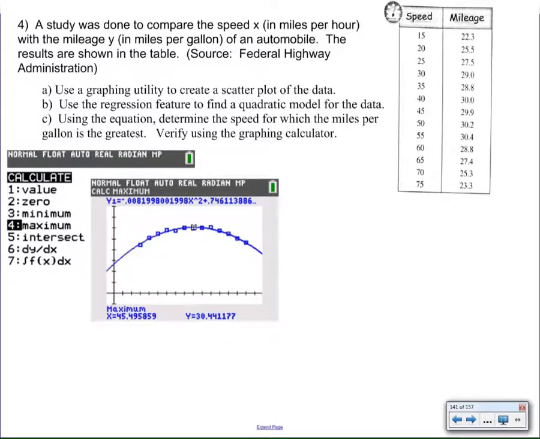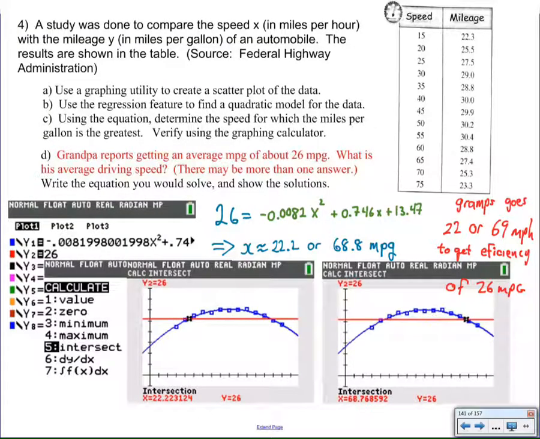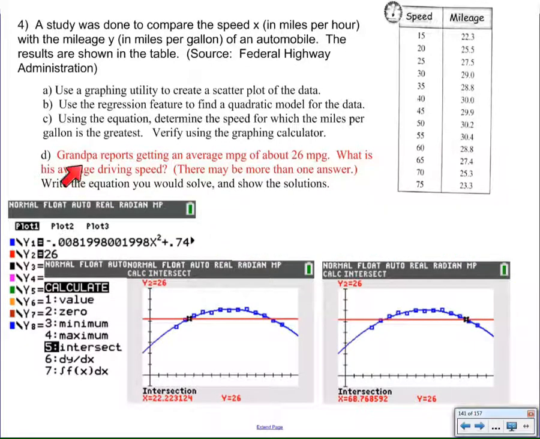Anyway, all of that, I actually added an extra question just for fun. And hold on, bear with me. The question says, Grandpa reports an average of 26 miles per gallon for his car. What is his average driving speed? And there may be more than one answer. So write the equation to solve and show the solutions. In order to answer this question, I look at miles per gallon. That's mileage. So that's referring to my y values.